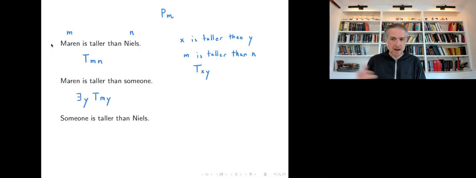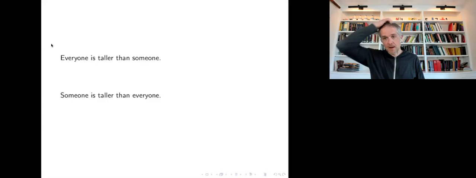Okay, now on to the next one. Someone is taller than Niels. Again, we paraphrase it as there is a person such that, but now the existential quantifier attaches to the first spot. So there is an X such that X is taller than Niels. There's an X such that TXN. Okay, we can go on now.